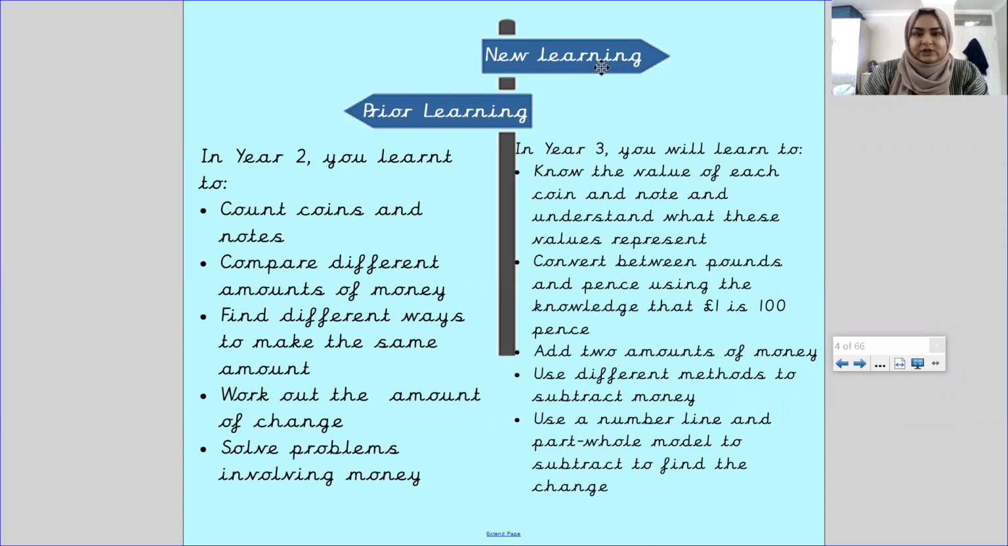So today is Monday, 25th January 2021, and this week we'll be learning all about money. We finished division and multiplication, and we'll be learning about money.